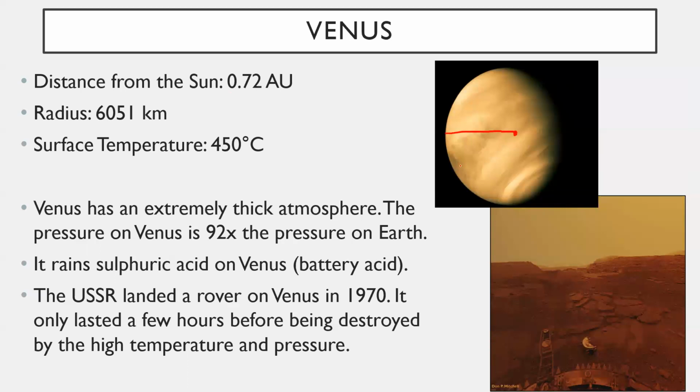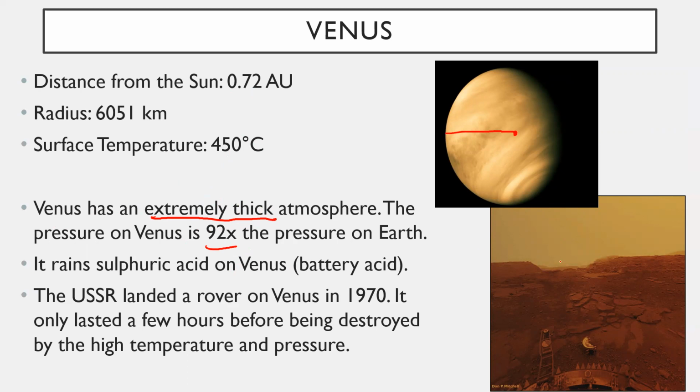The surface temperature of Venus is a pretty consistent 450 degrees Celsius. You'll notice that's hotter than Mercury's temperature, even though it's much further away from the sun. The reason for this is Venus has an extremely thick atmosphere, and I can't understate this. It's hard for us living on Earth to even understand just how thick and dense this atmosphere is. The pressure of the air on Venus is 92 times the pressure on Earth.